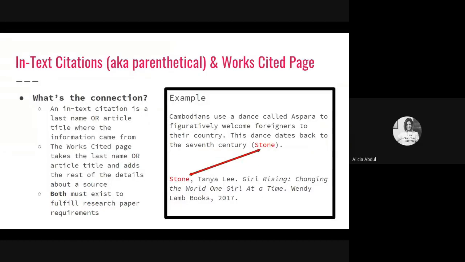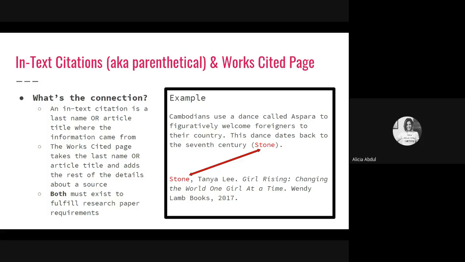And then how do I make that connection to the in-text citations, also known as parenthetical citations? Think of it as like a lock and a key. So if I'm writing my research paper and I'm including information that I found through research from a source, I'm going to write that sentence, and at the end, in parentheses, I'm going to put the author's last name or the title of the article.